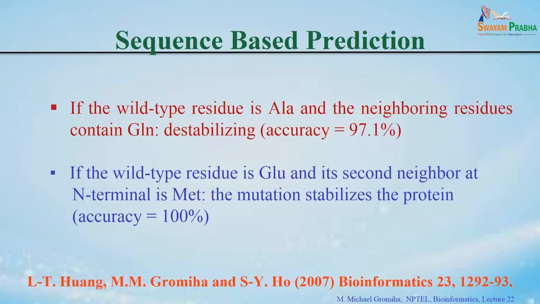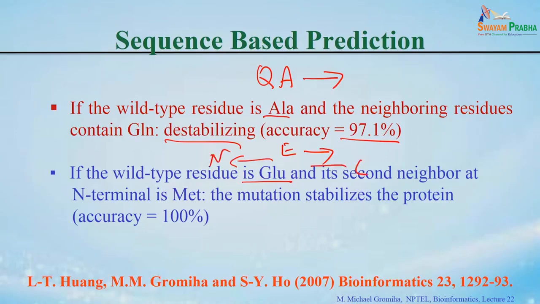For example, wild type residue is alanine, right. So, A is the wild type residue, A is mutated to any other residue, and if the neighboring residue contains glutamic acid, then this is destabilizing, right. In this case, you use various options available. So, this rule can predict up to an accuracy of 97%. Second condition, the wild type residue is glutamic acid, this mutated to other residues, and the second neighbor, this is the N terminal, this is the C terminal, right, second neighbor is this EM, then this will stabilize the protein, and we have a set of data, so we could get an accuracy of 100%.